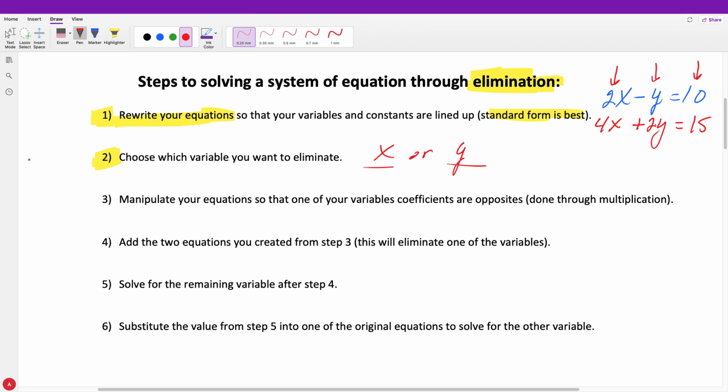Once we go through this and we do this a few times, it should jump out at you which one you should eliminate for each problem, but it doesn't matter. You can choose x and your friend can choose y and you'll still get the same answers, just going through a different route.